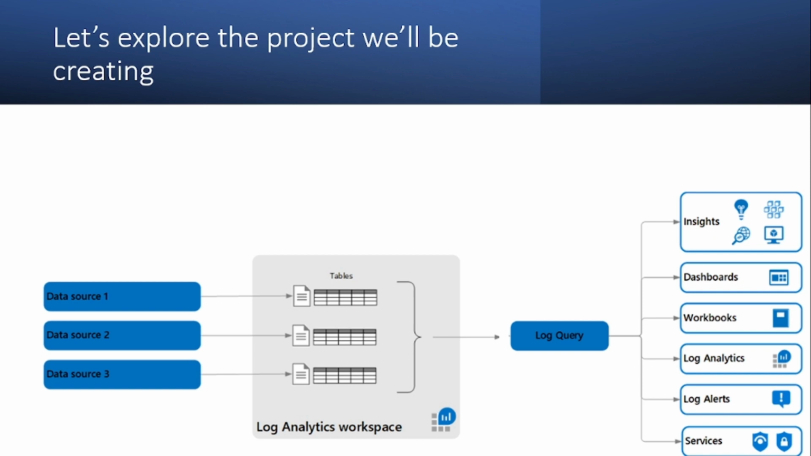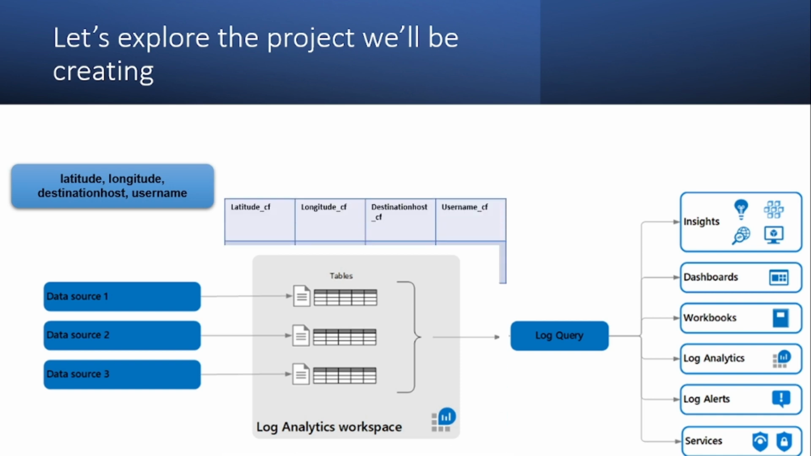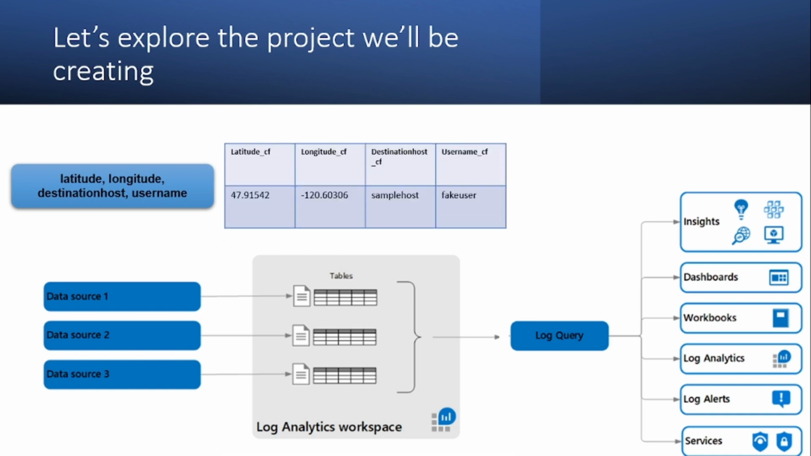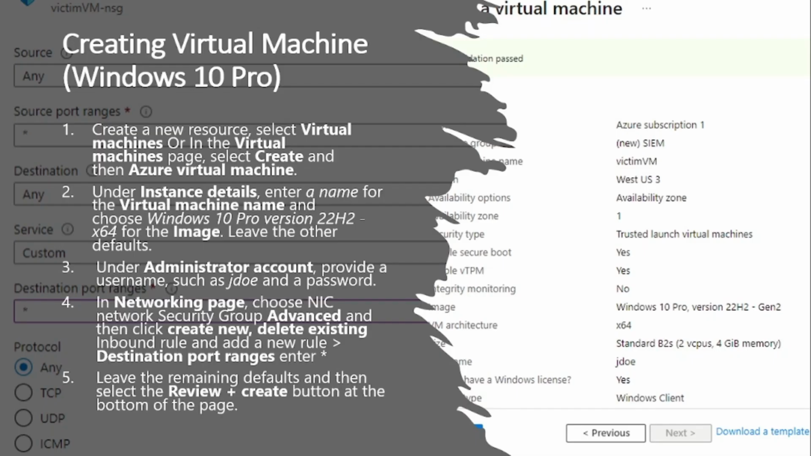So first of all, we are going to have data. Then we are going to have our Log Analytics Workspace, which is going to create some tables with that information to train the model. Then we are going to input a query to retrieve all that information. So for instance, we are going to pass the latitude, the longitude, destination, username, among others. Then we're going to create our tables in Log Analytics Workspace, and then we are going to have our query to retrieve our data. So let's get started.